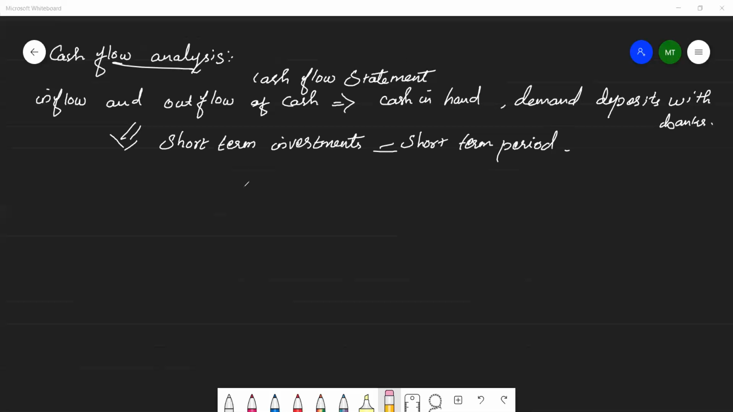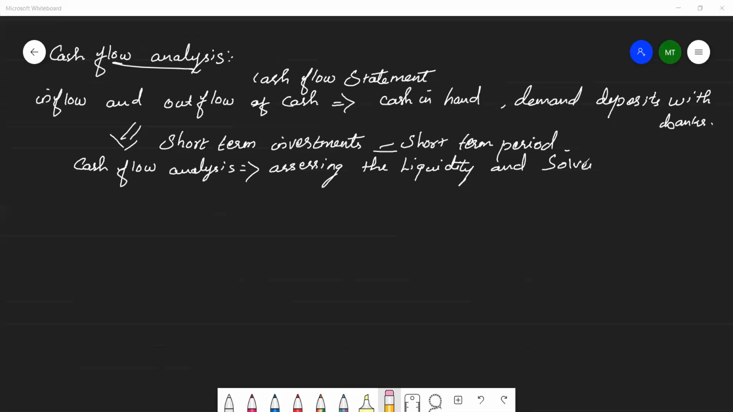Cash flow analysis helps in assessing the liquidity and solvency of a business concern. So cash flow analysis is very helpful for assessing the liquidity and solvency of a business concern.